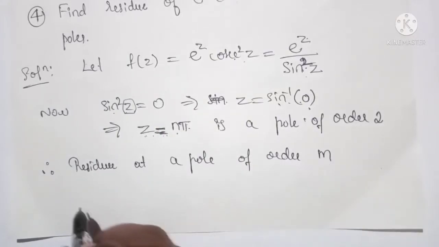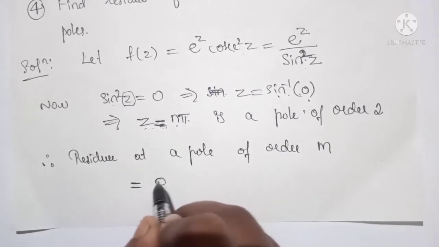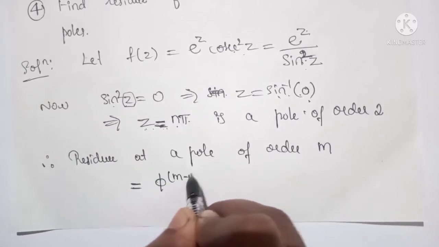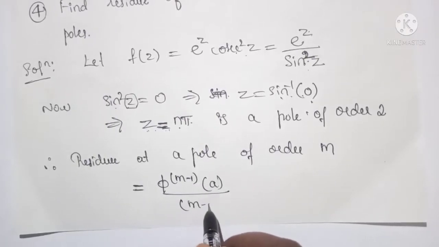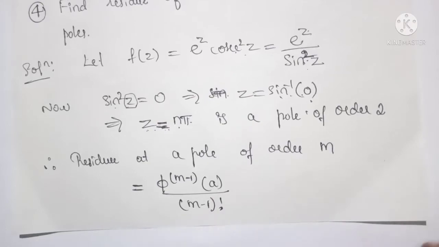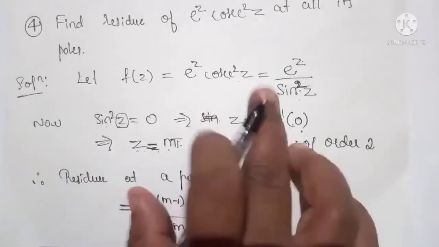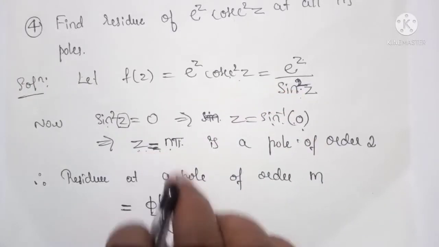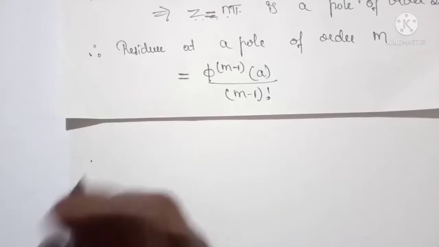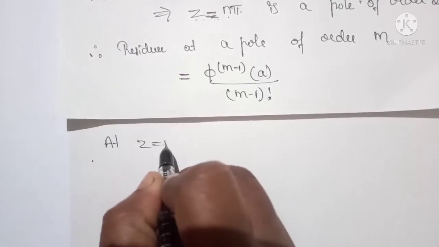m is given by phi of m minus 1 at a divided by m minus 1 factorial. Okay, so by using this formula we can simplify this and find the residue of the given function at z equals n pi. Therefore, the residue at z equals n pi.